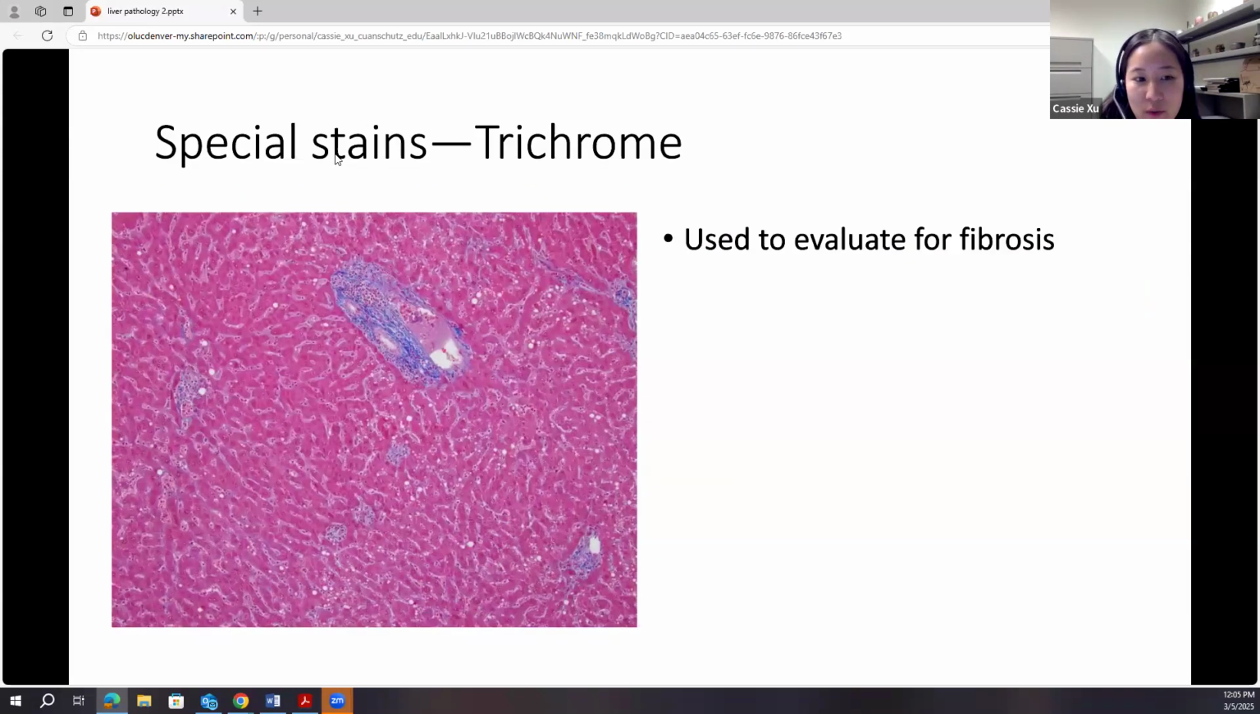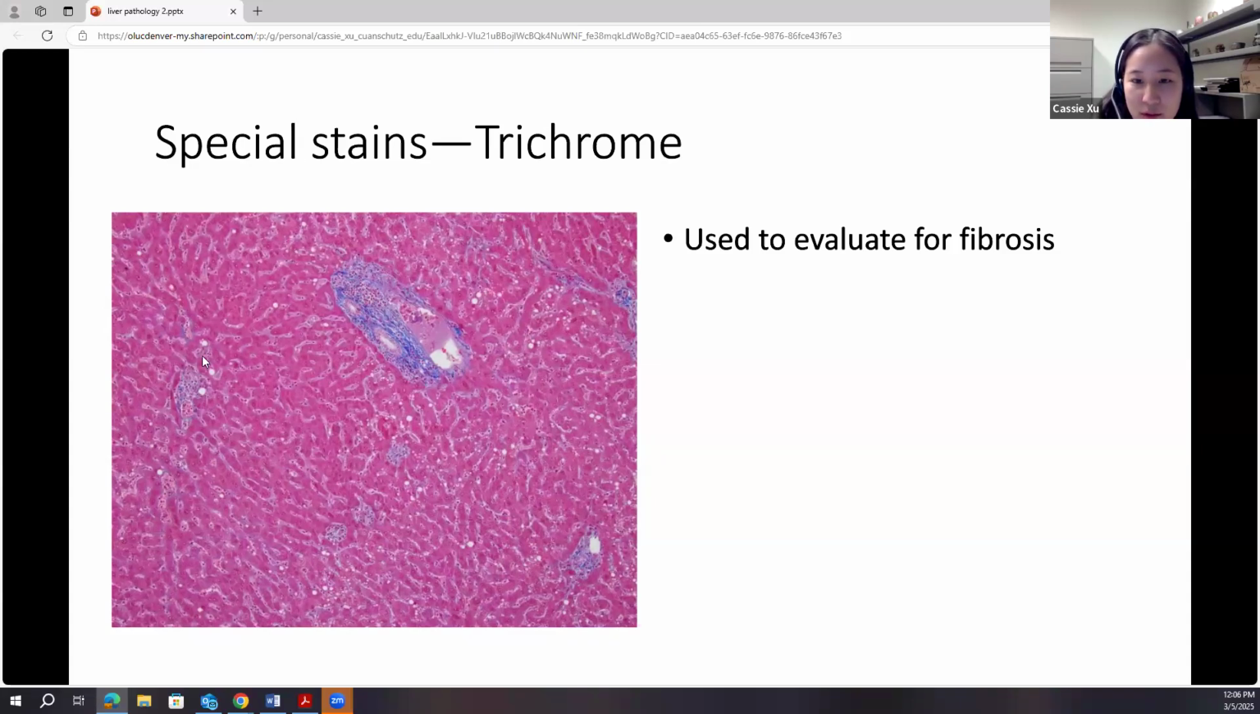So the first special stain we're going to discuss is the trichrome stain. This is used to evaluate for fibrosis. It highlights collagen deposition. This is just an example of normal liver. We expect to see some collagen deposition within portal tracts, and the degree of collagen deposition that you see in each portal tract should correlate with the size of the portal tract. Sometimes it's hard to evaluate stage 1 fibrosis in chronic hepatitis when we're looking for fibrous expansion, because you have to take into account the size of the portal tract that we see.